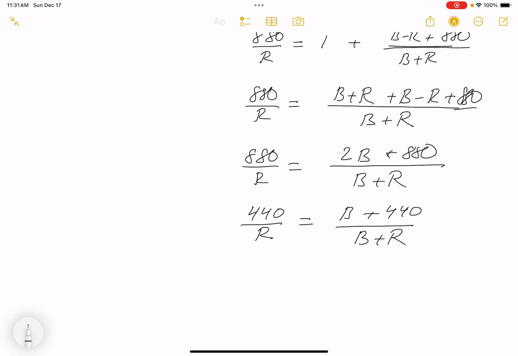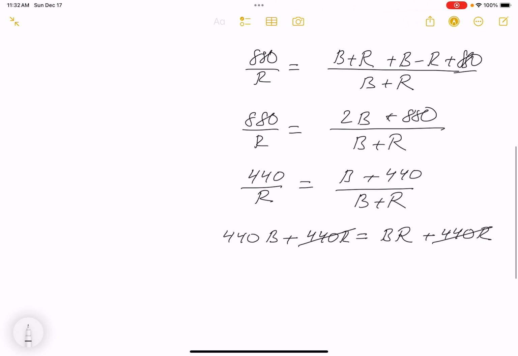All right, let's just get rid of the fraction now. So you get 440 B plus 440R equals BR, or RB, depending, plus 440R. Well, I know this cancels off, which is good news. And then I'm left with something that looks pretty strange to me. It says 440B minus BR would have to equal 0.